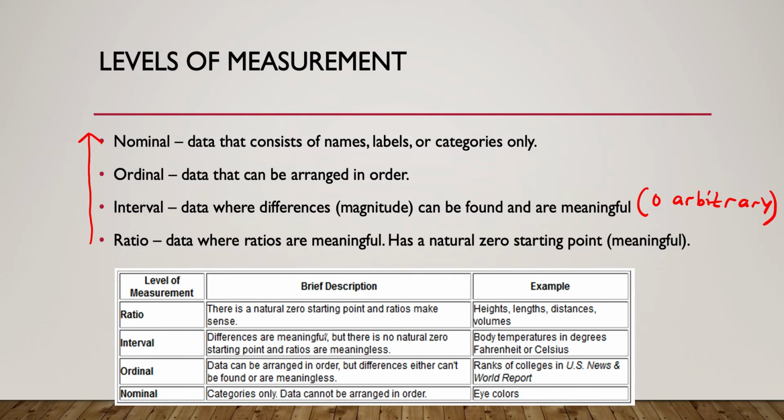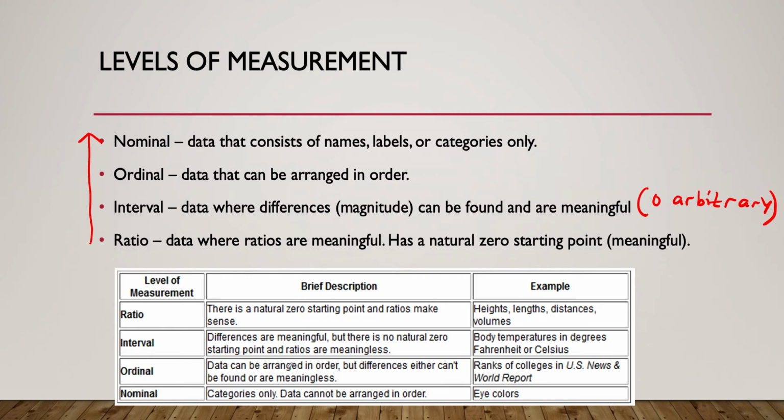So again, that ratio, there's a natural 0. This includes heights, lengths, distance, volume. An interval is where differences or magnitudes are meaningful. There is no natural 0 starting point. Those ratios are meaningless. So that's body temperatures in degrees Fahrenheit or Celsius.